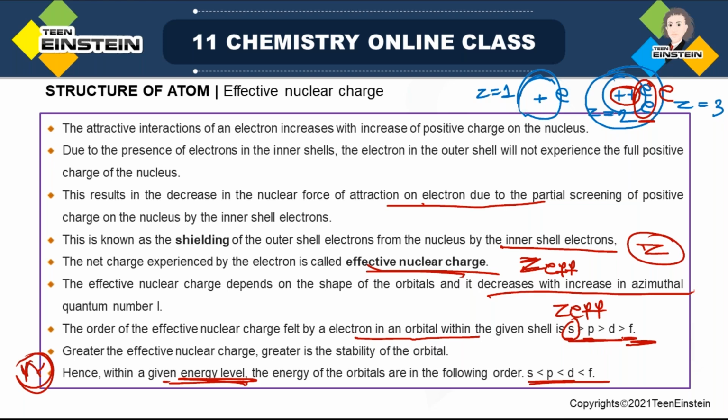This is the order of effective nuclear charge, and it is also the order of stability, because stability is directly related to effective nuclear charge. The greater the effective nuclear charge, the greater the stability. Now stability and energy are inversely related: when stability is high, energy is low; when stability is less, energy is high. So when you consider the energy of the orbitals within the same principal quantum number, this should be the order of energy: F is higher energy than D, D is higher than P, P is higher than S.